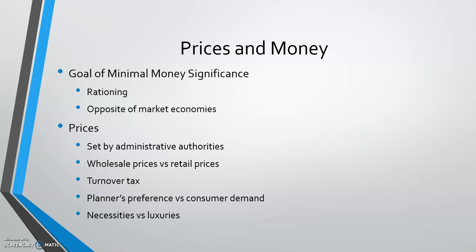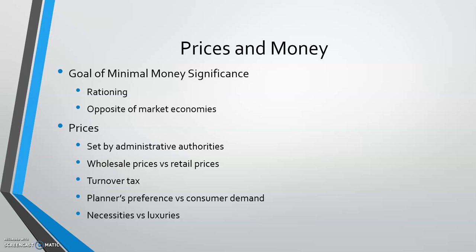Onto prices and money. The goal of this economy was for money to barely have any significance. If things were rationed off, prices would have little importance, which is quite different than that of a market economy. These prices were set by administrative authorities. Basically, the wholesale prices were used in the accounting role, except when products were sold at the retail level, things changed.